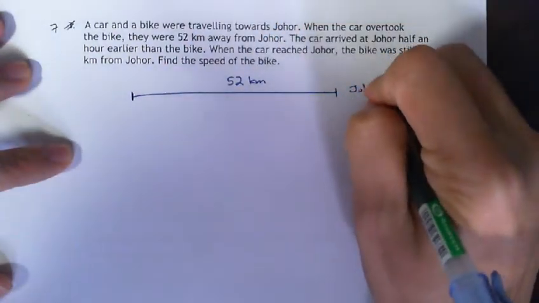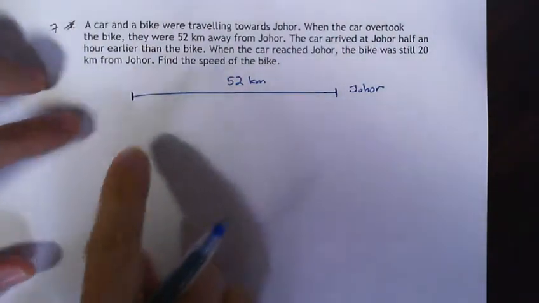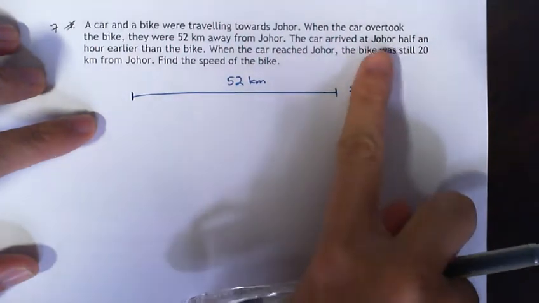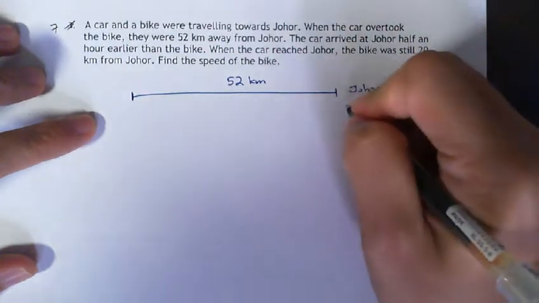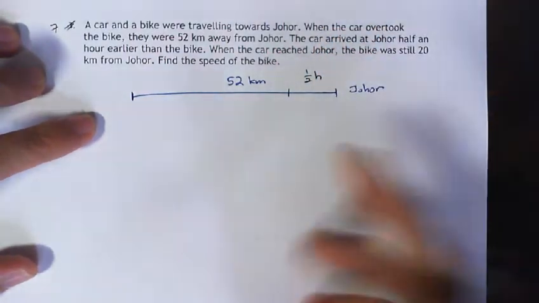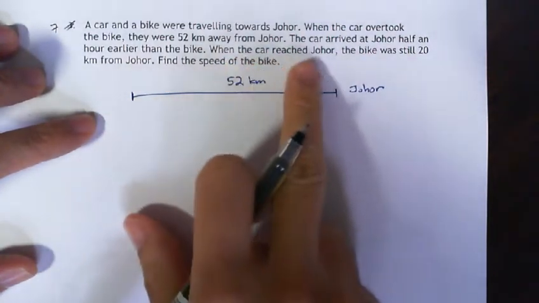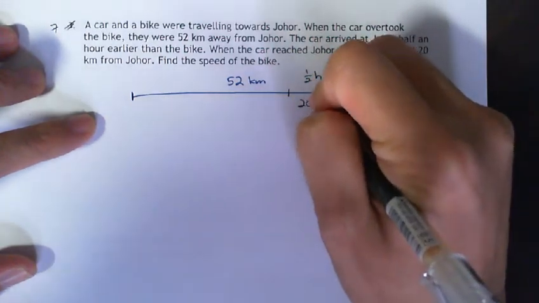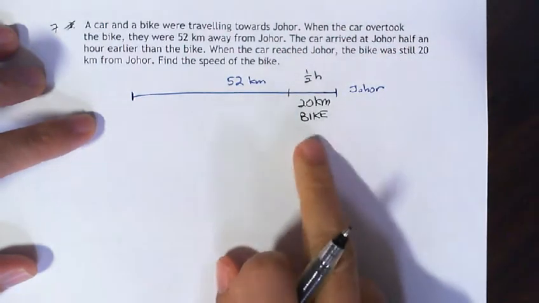So this is Johor. They are both equal at this point because the car has just overtaken the bike and they are 52 km away. The car arrived at Johor half an hour earlier than the bike. So when the car arrived at Johor, the bike was actually half an hour away, still have to travel half an hour. And on top of that, it says when the car reached Johor, the bike was still 20 km away. So this is 20 km. All this black ink writing is for the bike.